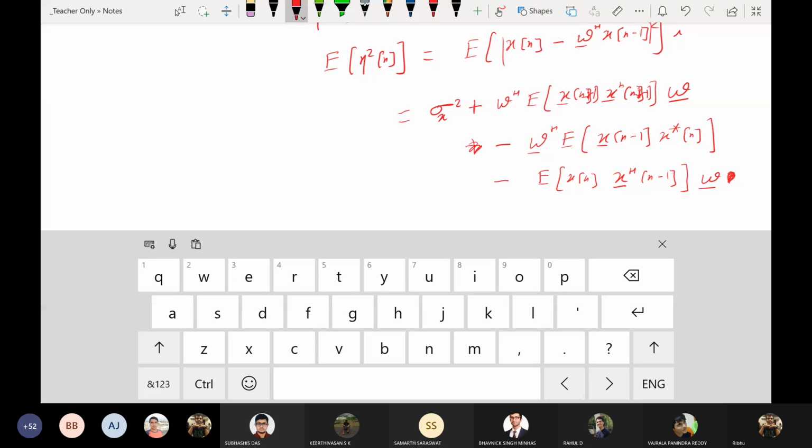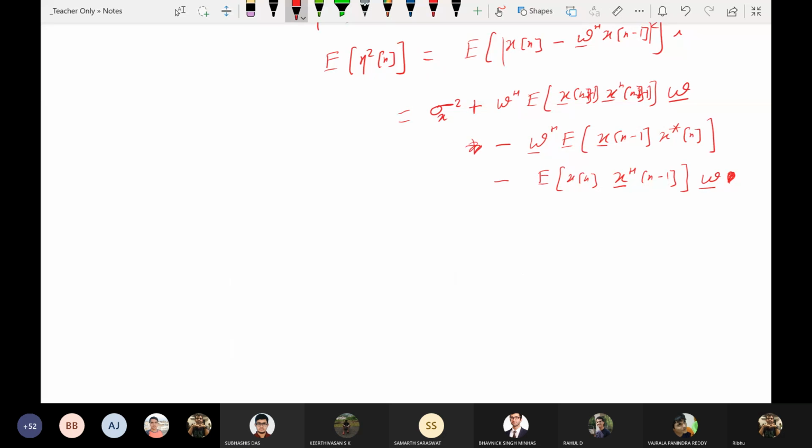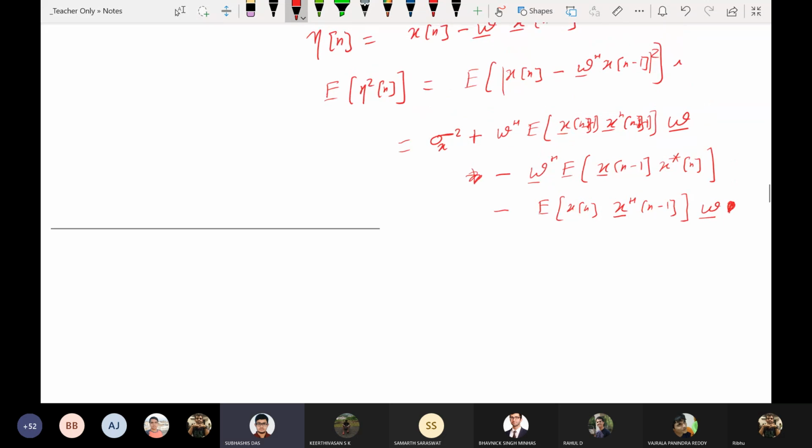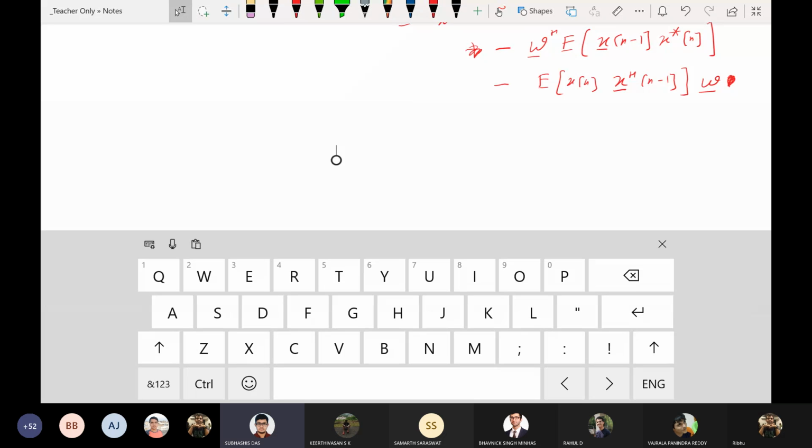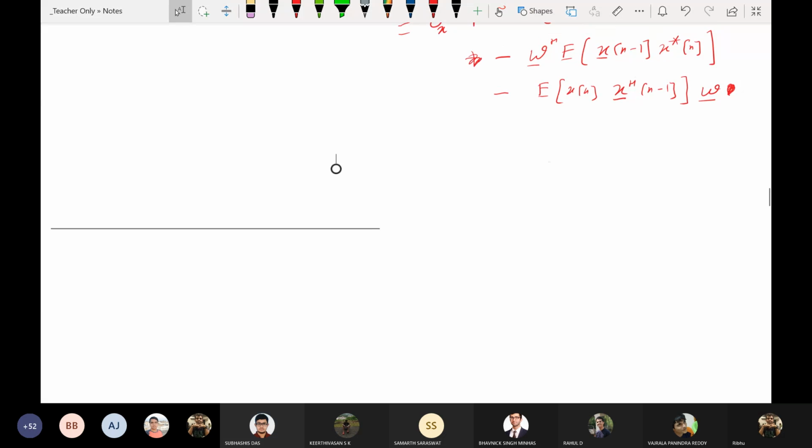Now let us define one more vector. Sir, in one place you've written Hermitian, in another place you've written conjugate. The underlined one is the vector, and the thing that is not underlined is the scalar. Okay, sir.